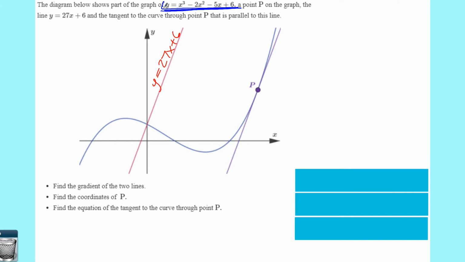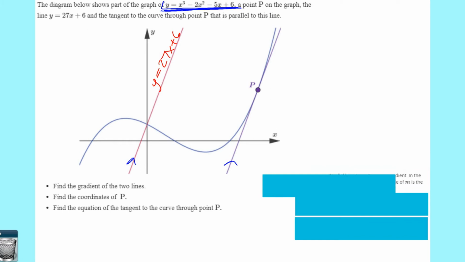So a point is on the graph, and the line is tangent to the curve at the point P, that's parallel to this line. Okay, so those are parallel. That's probably good to know. So we want to find the gradient of the two lines. Well, gradient's a fancy word for saying slope. Slope of both lines, since they're parallel, they have to be equal. That's pretty easy. Hopefully you can tell by the red one that the slope is just 27. There we go. We want to find the coordinates of P.